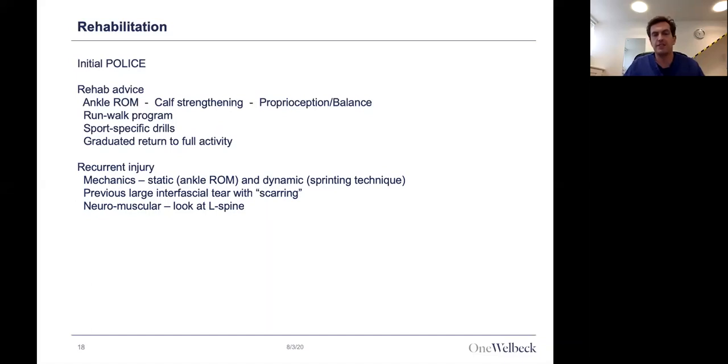Now, we do get these individuals who have these recurrent, repeated injuries of the calf following an injury such as this. And it's worth looking statically at mechanics. So is there something going on within the knee, within the ankle? Have they got a restriction of range of movement? Have they had a previous ankle injury, which is predisposing them to getting recurrent calf injuries? It's also worth having a word with their coach if you have time, their coach or strength and conditioning input, the physiotherapist, to look and see what is their sprinting technique like.